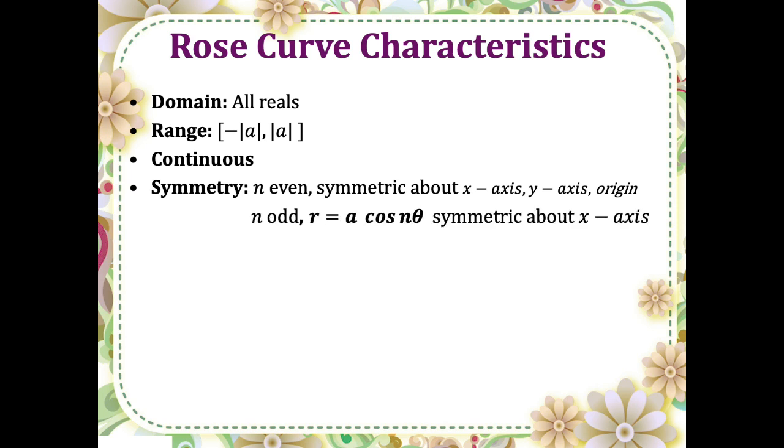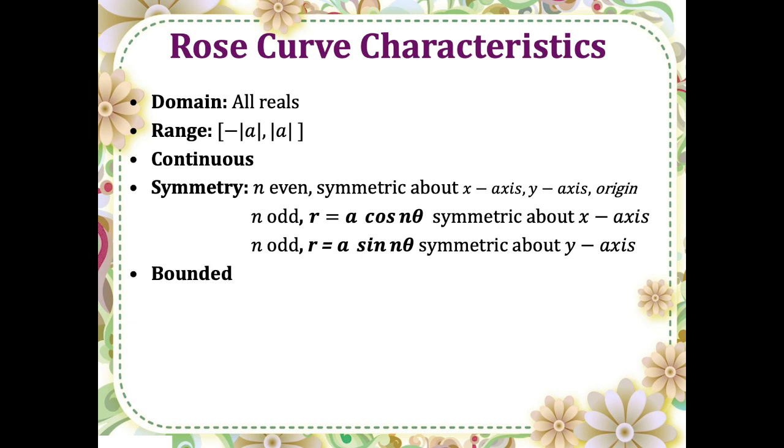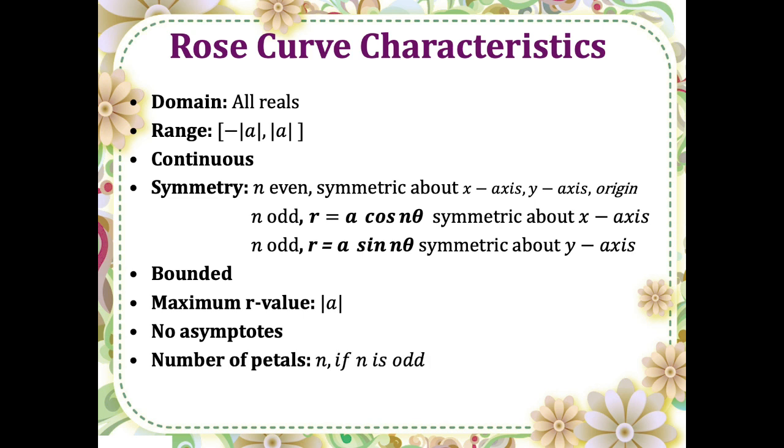If n is odd, then we have two cases. If r equals a cosine n theta, then it is symmetric about the x-axis. If r equals a sine n theta, then it's symmetric about the y-axis. Bounded. The maximum r value is equal to the absolute value of a. No asymptotes. The number of petals is equal to n if n is odd and 2n if n is even.